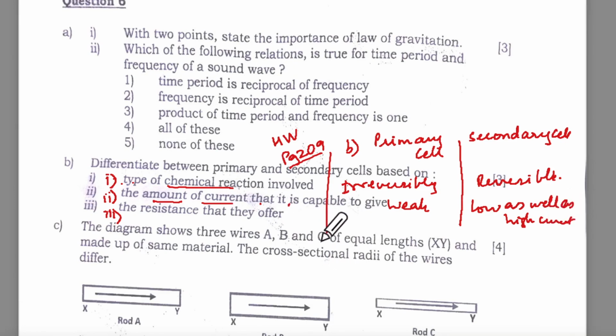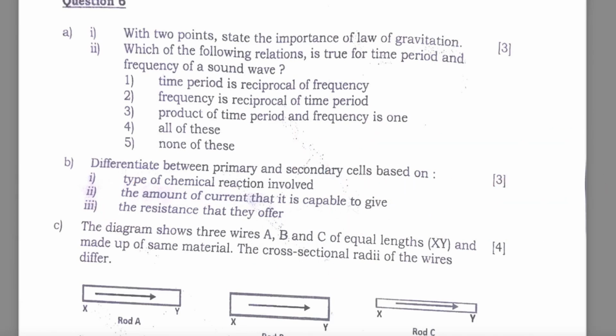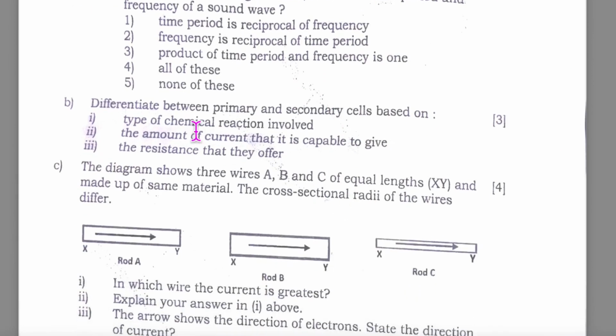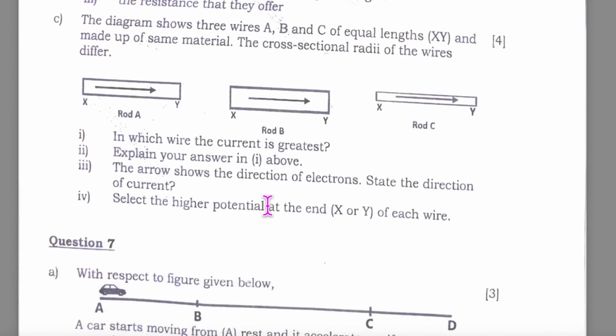Then the resistance they offer. The internal resistance is high for primary cell, and for secondary cells it is low. Okay, so remember this, you have to learn the points. All right, then according to the given question you can change the answer.